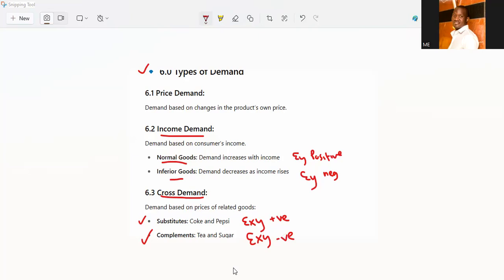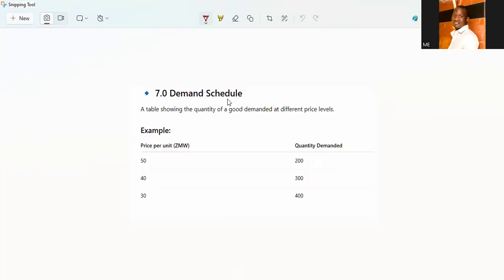So we also have what we call a demand schedule. A demand schedule is simply a table that shows the quantities of a good demanded at different price levels. So we call that a demand schedule. The demand schedule looks something like this. So you're able to draw a demand curve using a demand schedule. So you can plot, for instance, prices of 10, 20, 30, 40, 50. Here we have quantities 100, 200, 300, 400.